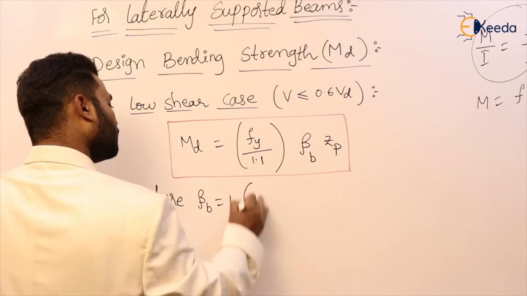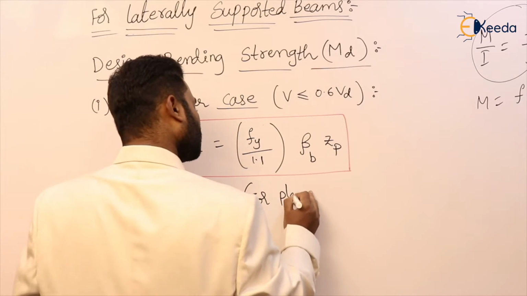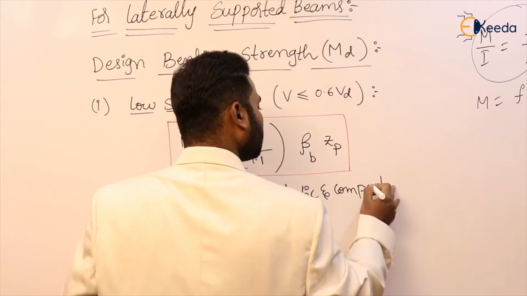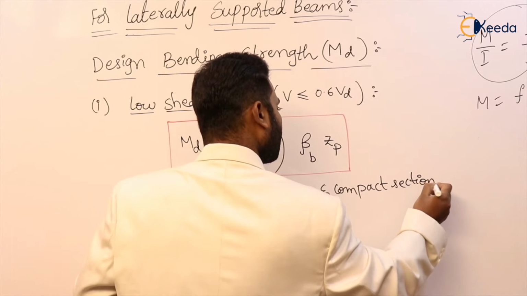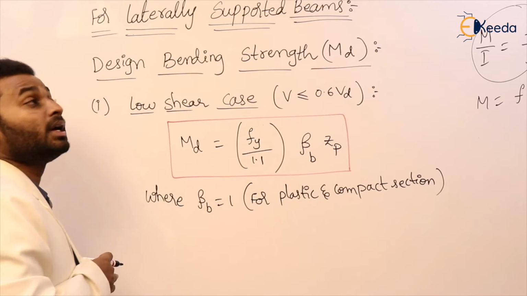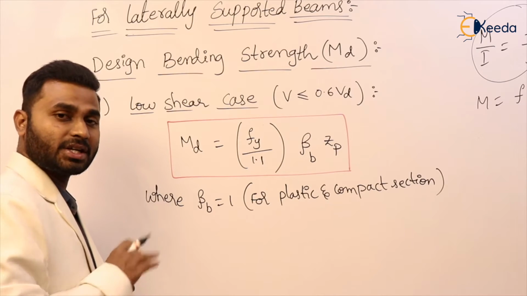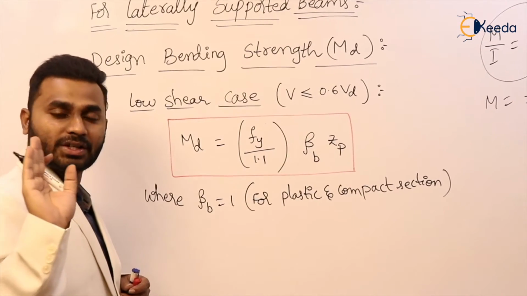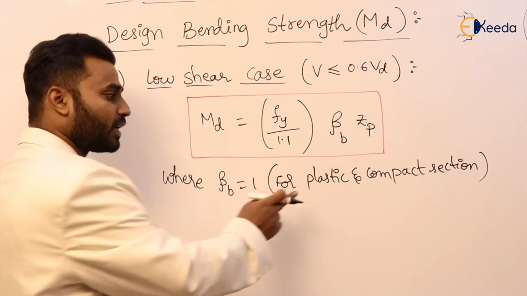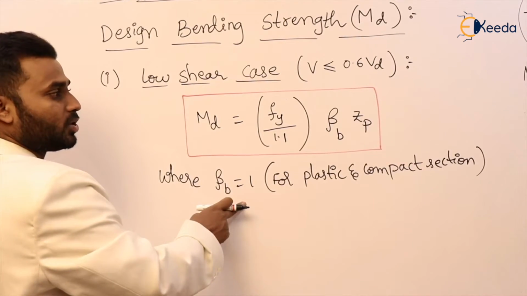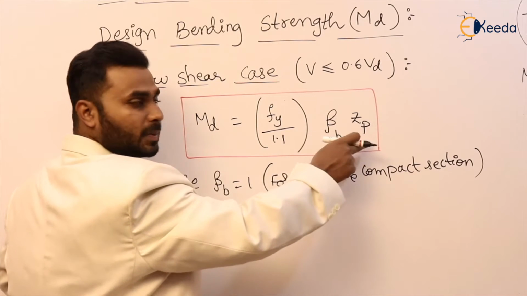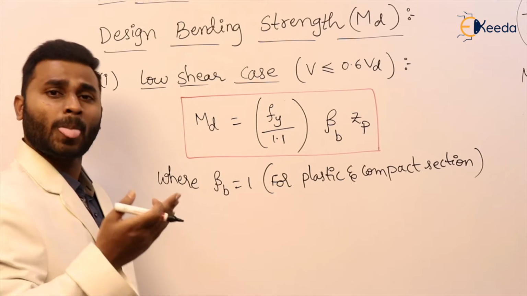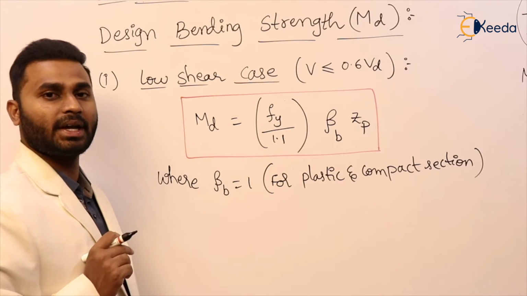Now beta B is equal to 1 for plastic and compact section. Before this, at the beginning of the design of beams, we discussed the classification of sections, that is plastic, compact, semi-compact, and slender, and we discussed in detail how that classification is made, based on which criteria. So for plastic and compact section, beta B is equal to 1. Then if you substitute beta B, it is simply ZP. So what is the MP value? MP value is equal to ZP into stress Fy. Agree or not? So that is it.